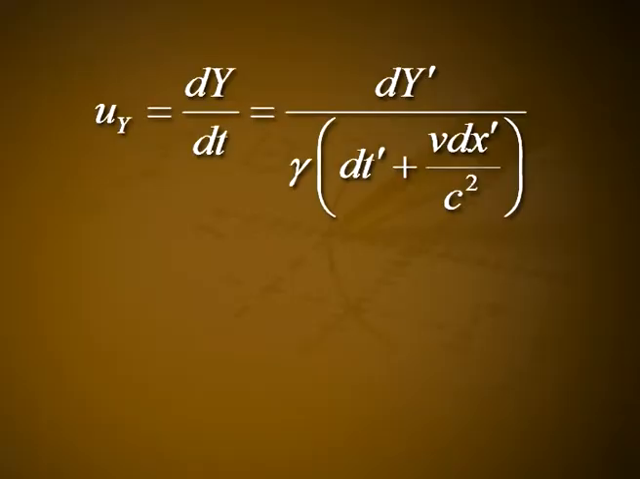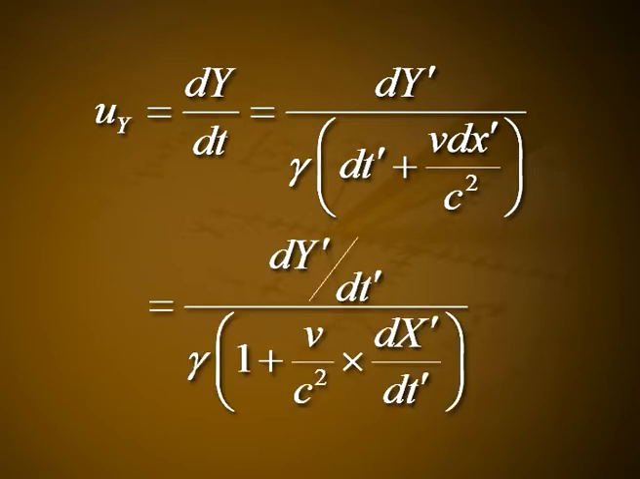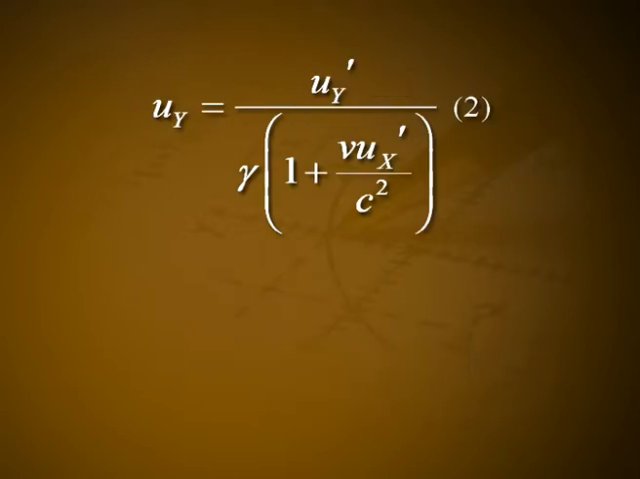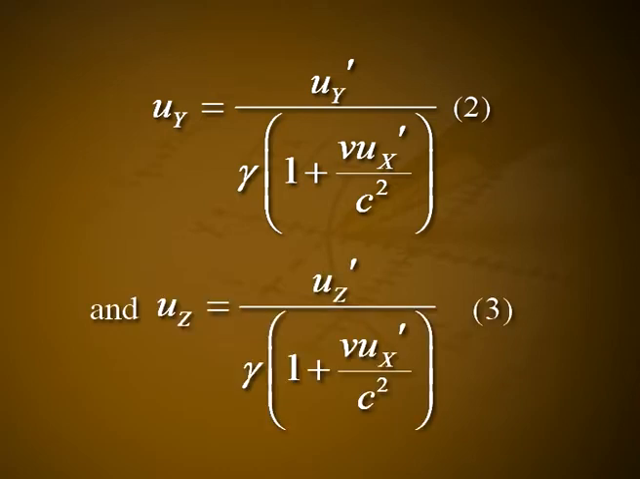Uy is equal to dy by dt, which is equal to dy dash divided by gamma into dt dash plus v dx dash by c square, which is equal to dy dash by dt dash divided by gamma into 1 plus v by c square into dx dash by dt dash. Uy is equal to uy dash divided by gamma into 1 plus v ux dash by c square. Let it be equation number 2. And uz is equal to uz dash divided by gamma into 1 plus v ux dash divided by c square. Let it be equation number 3.